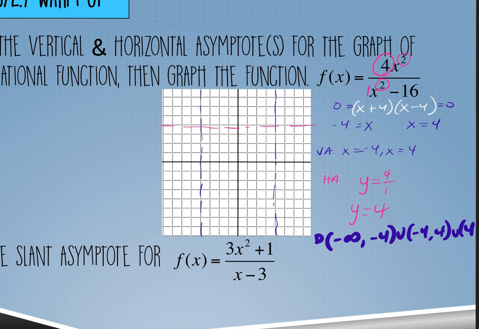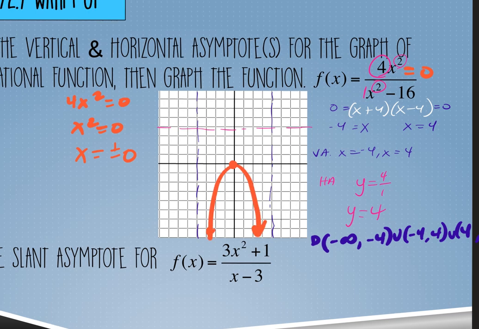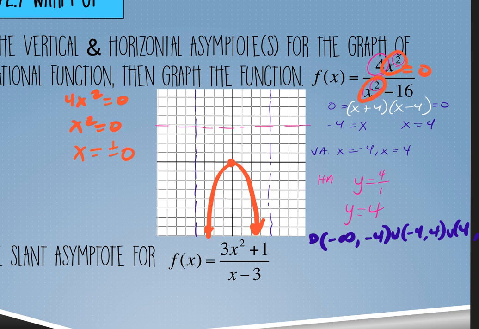To find the zeros, we'd set our numerator equal to 0, and I'd end up with 4x squared equals 0, x squared would equal 0, and x would equal plus and minus 0, which tells me it's going to hit 0 and it's going to bounce at 0. So it's going to have that parabola shape in the middle. The fact that this would have y-axis symmetry also helps confirm that that is the shape that I want in the middle, because whatever happens on the right is going to reflect onto the left.